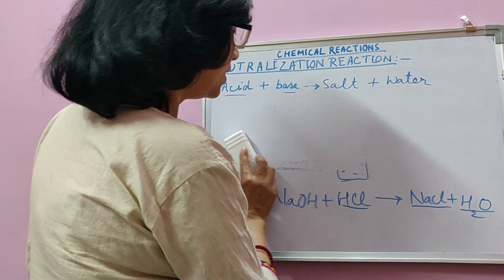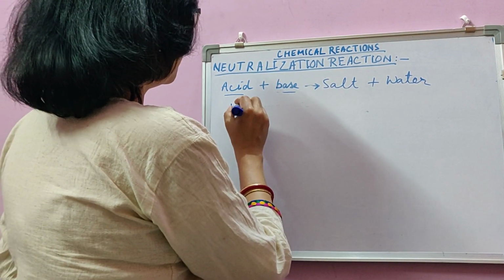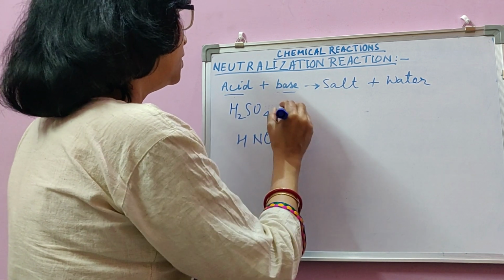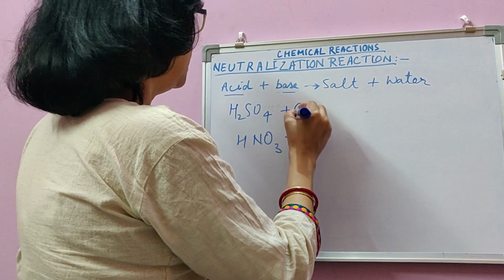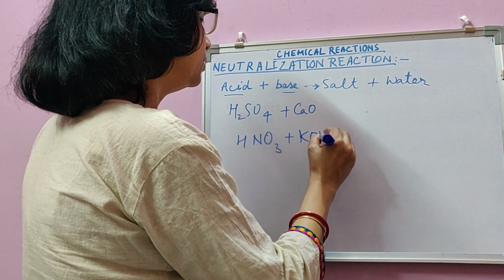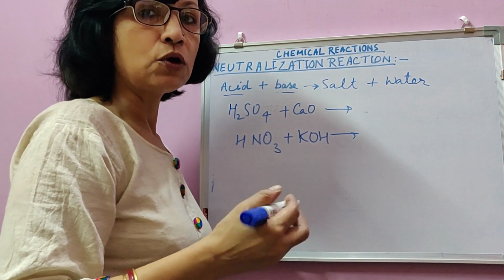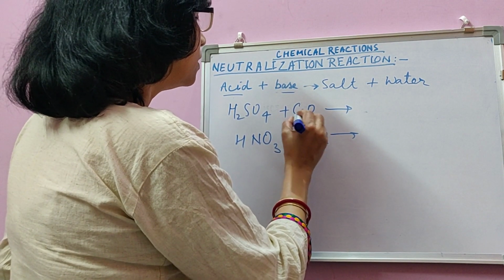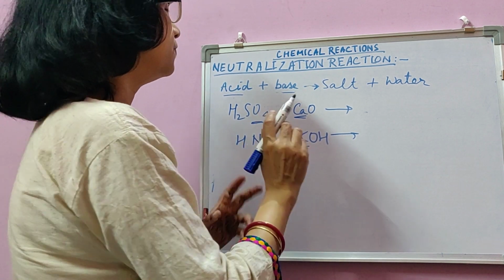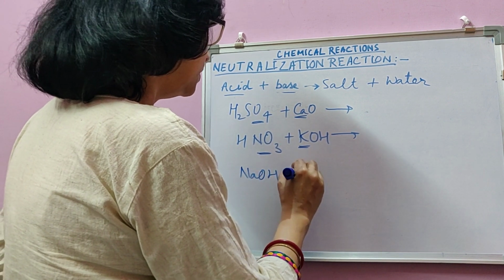Let us observe some more examples of neutralization reaction. Like we can take another acid like H2SO4, or another acid like HNO3, and we can take a different base, like here calcium oxide, here we can take another base like KOH, but the reaction will be the same. Acid and base will react to form salt and water. How? The cation of the base reacts with the anion of the acid. This is the funda for neutralization reaction. The same will happen in NaOH and HCl as well.